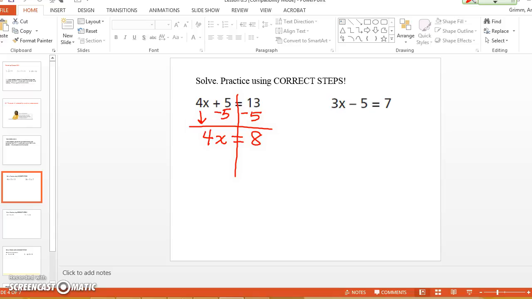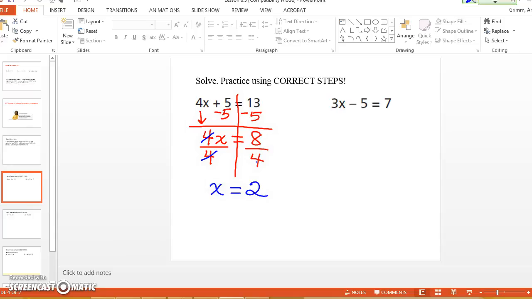Okay, Lily? Do I take away 4? What's the operation between the 4 and the x? Oh, so we want to divide by 4. Good. So we're going to use that division bar. Divide by 4. Divide by 4. So this way the 4's cancel out and become one whole. And 8 over 4 simplifies to 2. And that should make sense.